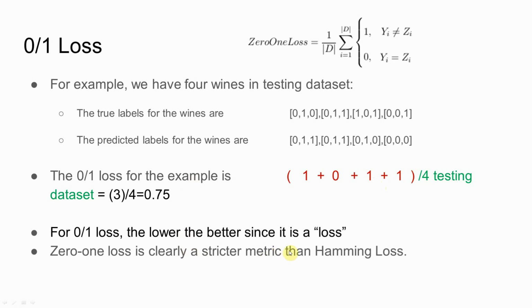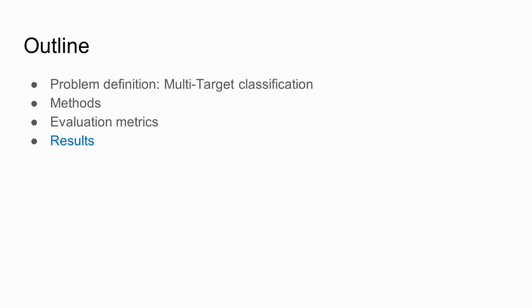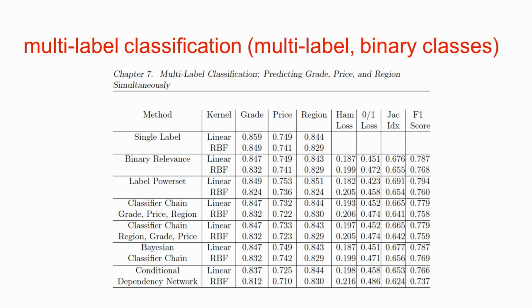So the 2 evaluation metrics are the major evaluations that we use for the multi-target problems. And therefore, it is time for us to take a look at the results, how these things perform. You can see that this is the table that lists out all the methods that we have discussed, starting with the single label. That is what we have done in a previous chapter, I think chapter 5, looking into the prediction of the grade, price, and region, and we use SVM. We actually tried 5 different kernels, but we found out there are only 2 kernels worth reporting, so we include those results over here.